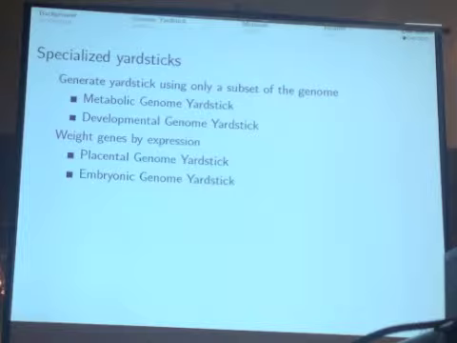So this is a method that you could apply in a variety of different ways. First off, you could restrict your input genes to just a subset of the genome, and so you could form a metabolic genome yardstick or a developmental genome yardstick where you take transcription factors, and they would be useful for asking certain questions about similarity between these organisms. You could also do tissue-specific yardsticks where you could ask, I want to see what the placental genes in these two organisms are and how divergent they are. And you could do the same with embryonic development.